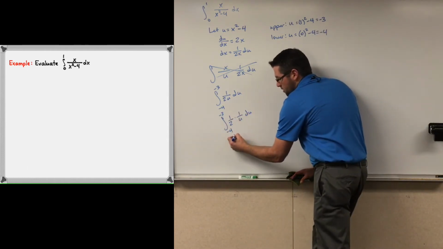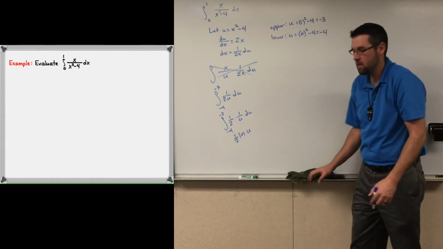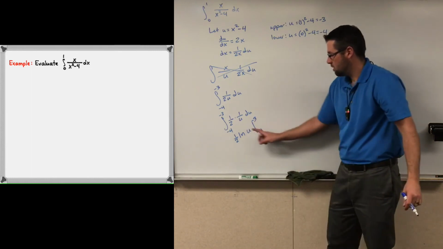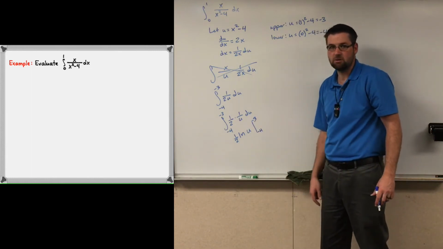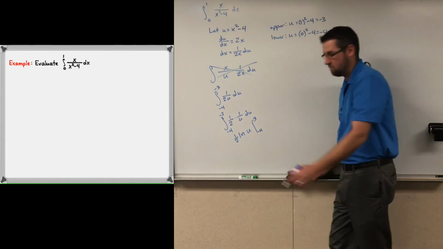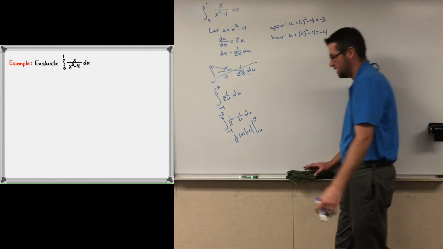So what do you get? 1/2 natural log of. Here's why the absolute value is critical. Because when I go to plug in the negative 4 and the negative 3, if I plug in negative 3, what's the natural log of negative 3? That doesn't exist. You can't take the natural log of a negative number. So we put the absolute values there to fix that, and we'll address more about why that's okay later.